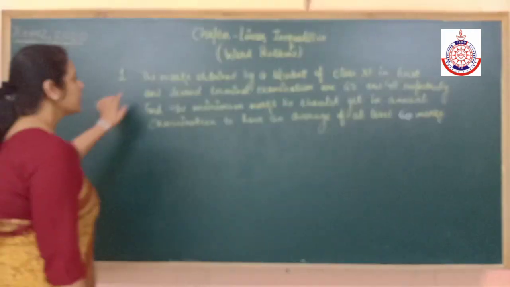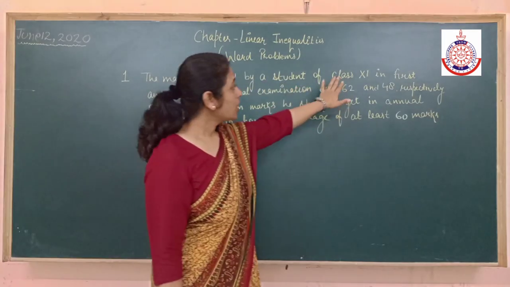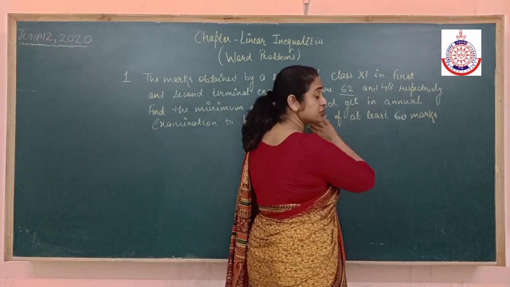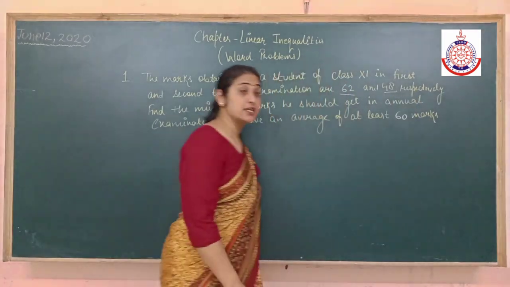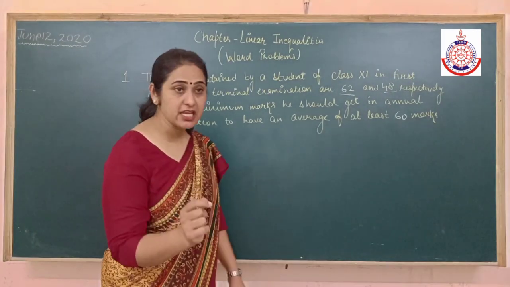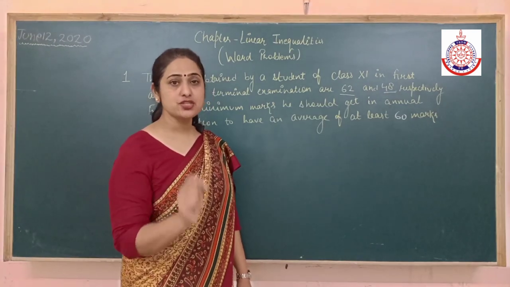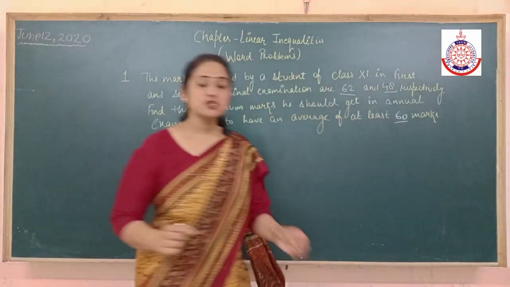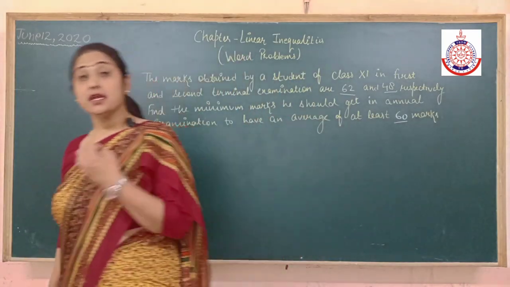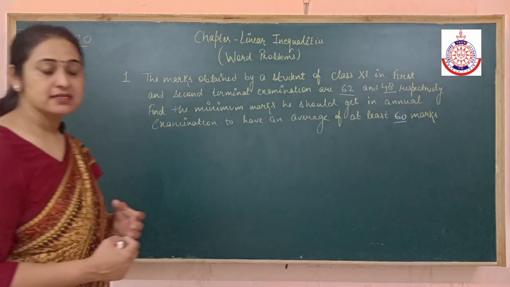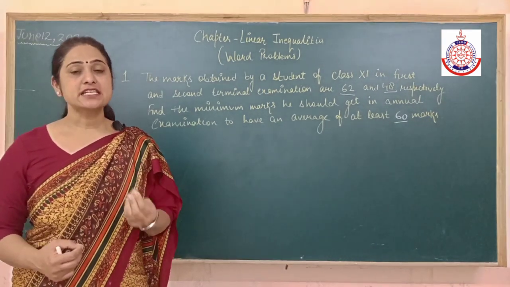Now the question is, the marks obtained by a student of class 11 in the first term examination is 62 and the second term examination 48 respectively. Find the minimum marks he should obtain in annual examination so that he gets an average of at least 60 marks. That means what minimum marks he should obtain in annual examination so that his average becomes at least 60 marks.